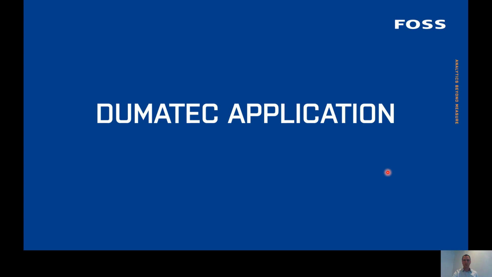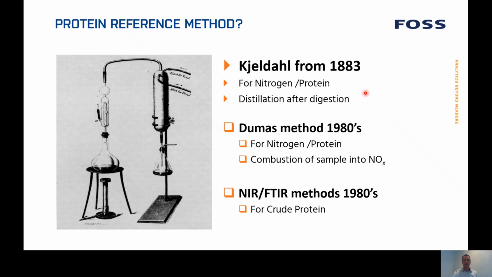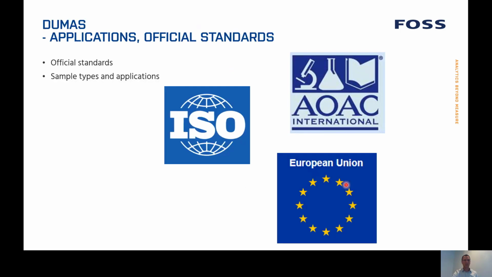So now let's go to some Dumatec applications, just some theory. For measuring protein, the Kjeldahl method was invented in 1883, and then Dumas as a running method was developed in the 1980s, and it's a combustion method. Kjeldahl is a chemical method, and the FCR method is also from the 80s. So there are different ways of measuring protein or nitrogen.